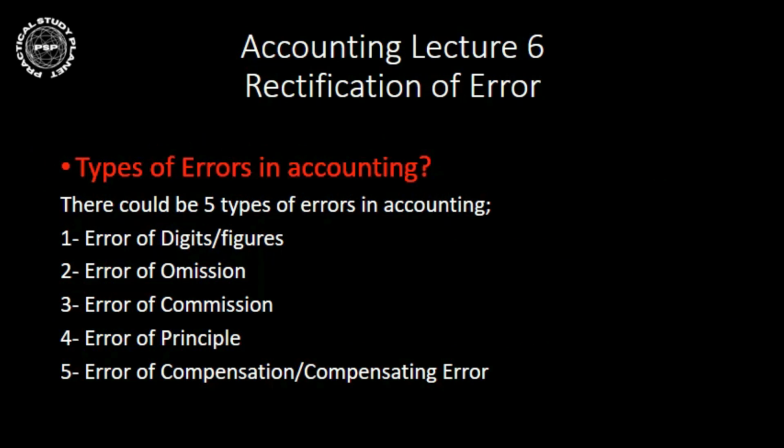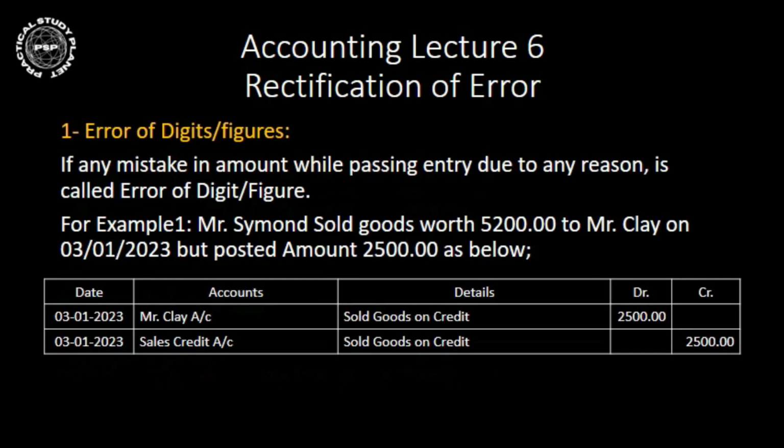Now, types of errors in accounting. There could be 5 types of error in accounting: error of digits or figures, error of omission, error of commission, error of principal, and error of compensation or compensating error. First of all, we will study error of digits or figures. If there is any mistake in amount while passing an entry, due to any reason, it is called an error of digit or figure.